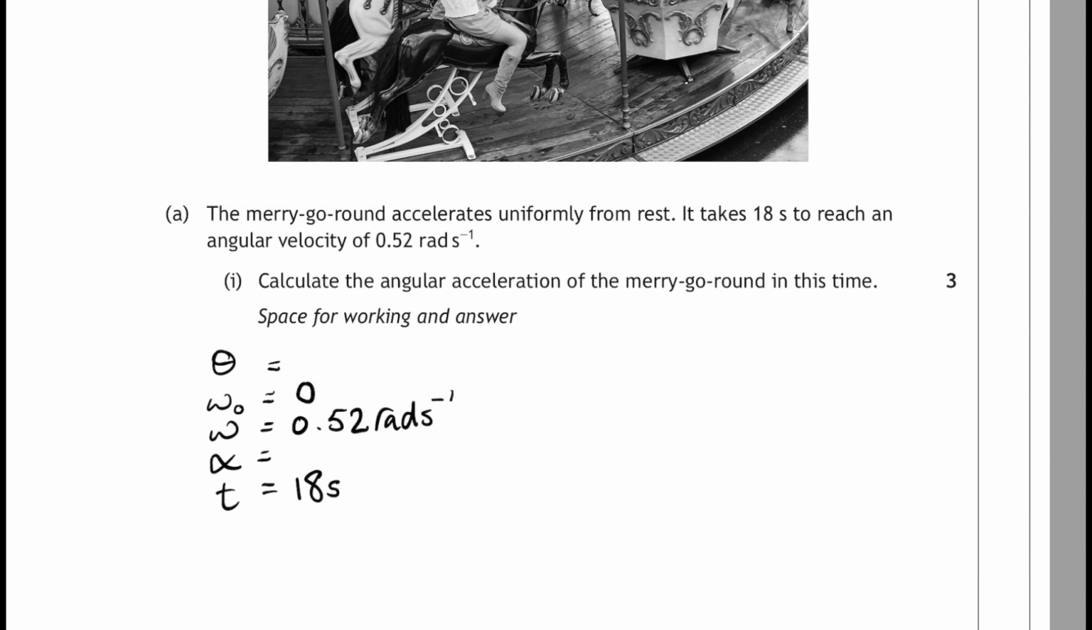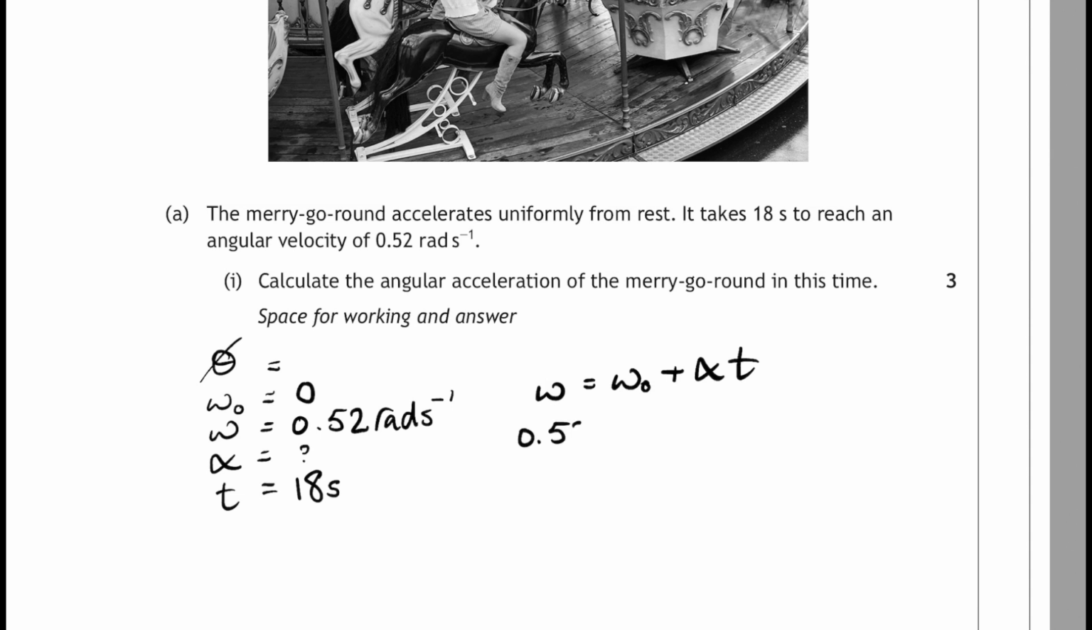And we have to work out the angular acceleration of the merry-go-round. And we don't know what the angular displacement is. So we're looking for a rotational equation of motion that's got those four variables in it. So the one we're looking for is omega equals omega naught plus alpha t, and make sure your alpha looks like an alpha and not an A. Let's sub in the numbers.